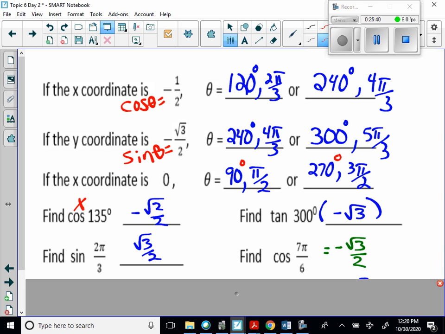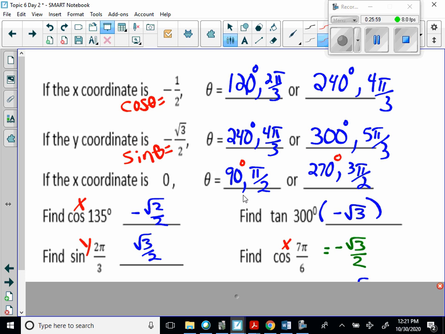Find sine of 2 pi over 3. That's going to be the y value of 2 pi over 3. So that's root 3 over 2. Again, it's in the second quadrant, so sine is positive. Find cosine of 7 pi over 6. That's going to be x value in the third quadrant at 210. So it's going to be a negative root 3 over 2.